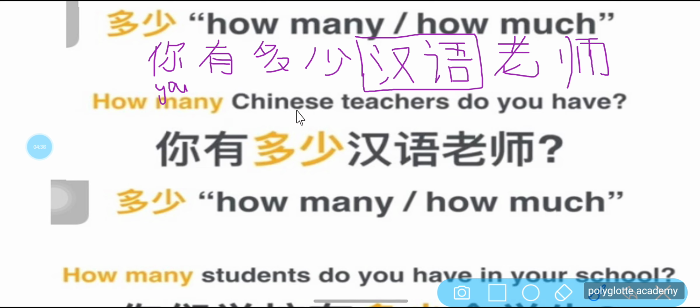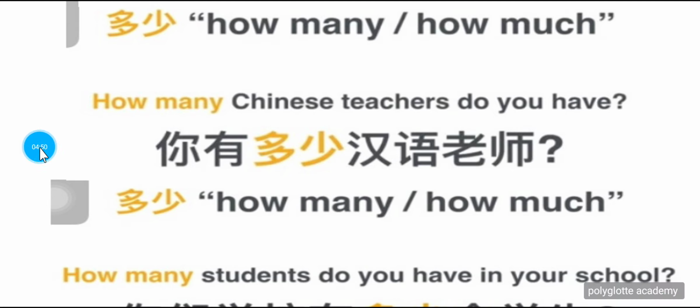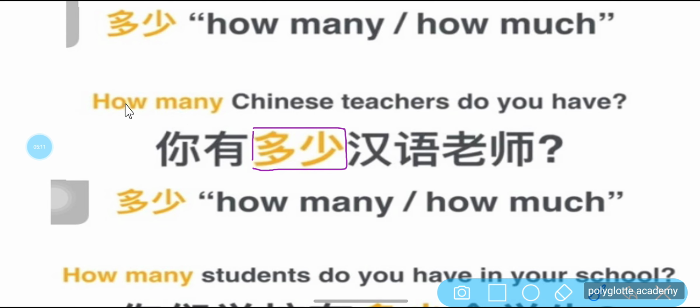So how many Chinese teachers do you have? So 多少 here is how many. 好，继续。So we have 你有多少汉语老师？非常好。How many Chinese teachers? Now, in this case, 多少 means how many. But in the previous case, 多少 means how much, because we're talking about money.